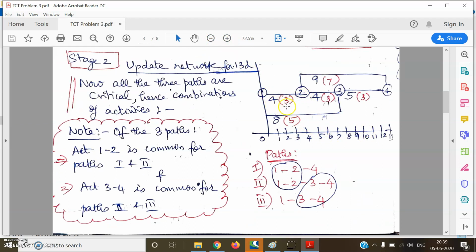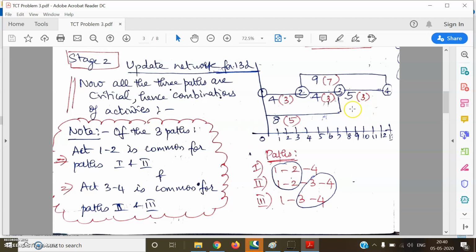1, 2 only has 1 day of crashing possibility. 2, 3 has 1 day crashing possibility. 3, 4 has 2 days crashing possibility. 2, 4 has 2 days crashing, and 1, 3 has 3 days crashing. So whatever I do, I should do uniformly for all the 3 paths so that they remain critical till the end of the crashing process.